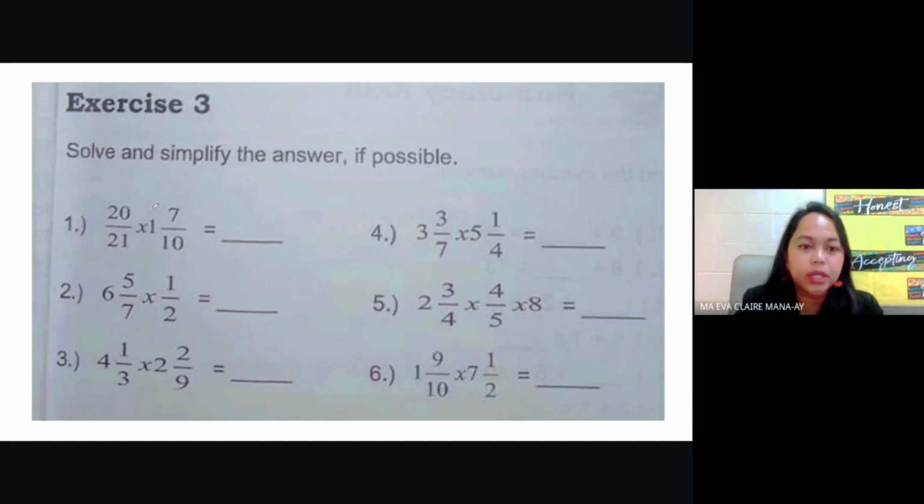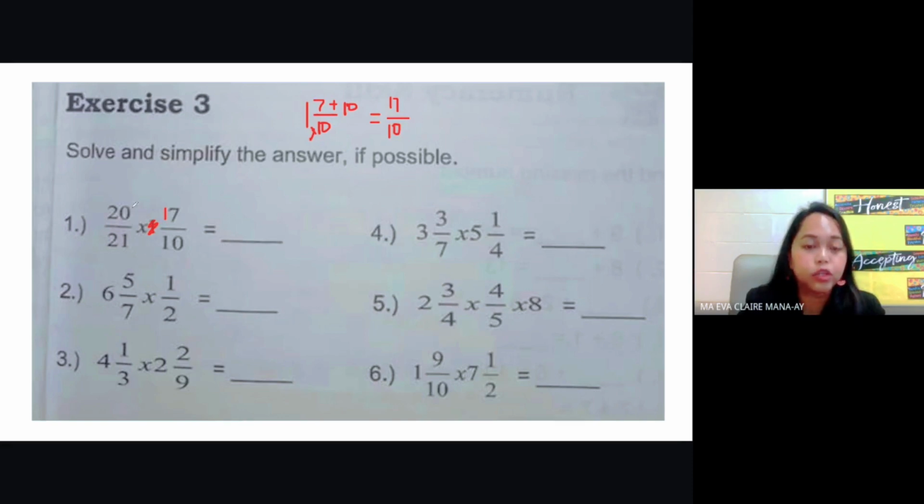Okay, now looking at this, we need to convert 1 and 7/10 first into your improper fraction. So again, you multiply the whole number by the denominator of 10. So 1 times 10, that's 10. Then you add that to your numerator. Okay, so 7 plus 10, that is 17. Copy the denominator of 10. So that's 17/10. So this would be 17/10 here. I'll cross this out.